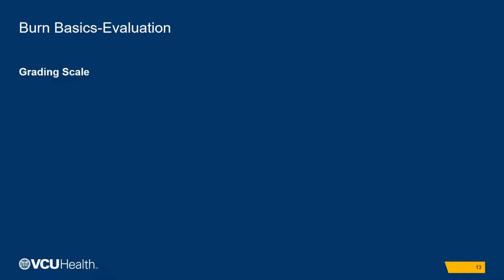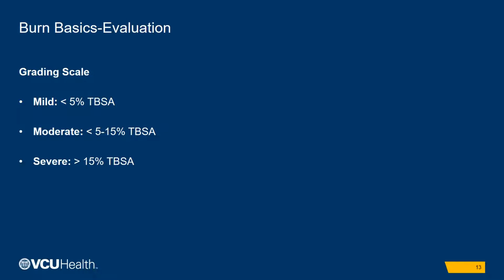After we get that body surface area estimation, I like to classify burns into 3 general groups. These groups just help me to classify the burns. They help with management. They help with talking to different providers about the burns. They help with disposition. Just as a general grading scale, I would consider a mild burn to generally be less than 5% total body surface area. A moderate burn I would consider to be somewhere between 5 and 15% total body surface area, and a severe burn to be greater than 15% total body surface area.